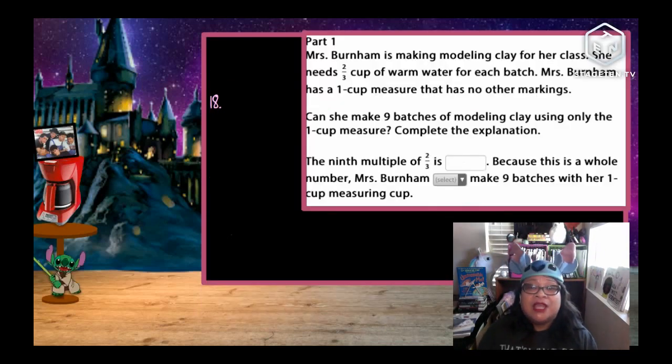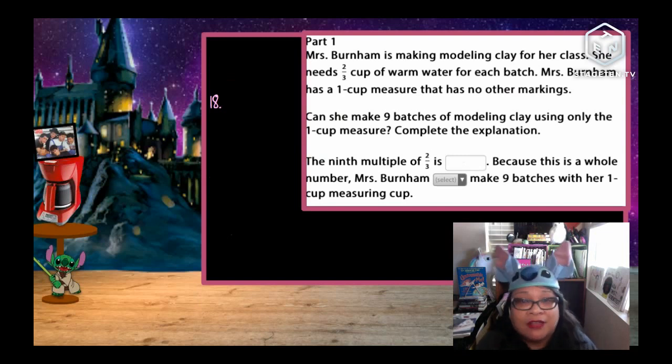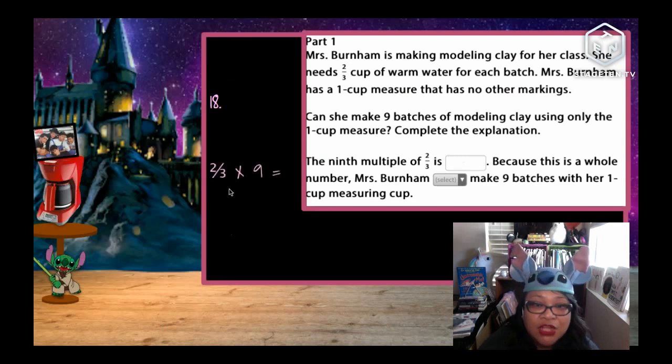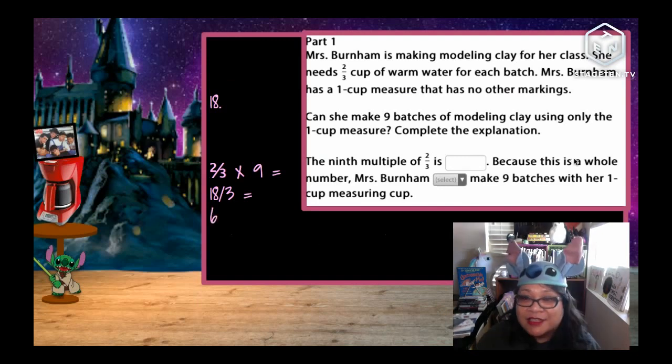Here's number 18. Mrs. Burnham is making modeling clay for her class, and she needs 2/3 cups of warm water for each batch. Mrs. Burnham has a 1 cup measure that has no other markings. So they're asking you, can she make something without having to guess? I guess when you make clay, just like baking, it's got to be precise. Let's see. 2/3 times 9, that gives us 2 times 9 is 18, and we keep the denominator. 3 goes into 18. This is a whole number, because Mrs. Burnham can make 9 batches.